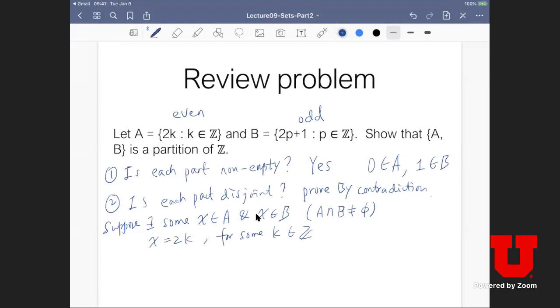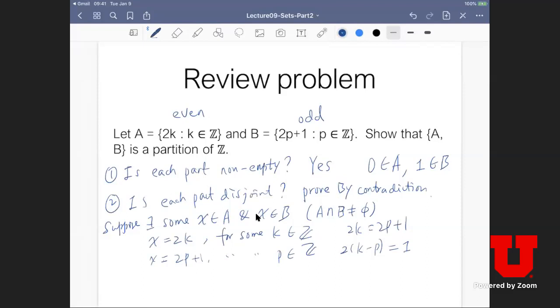Because it's also odd, it's going to equal 2p plus 1 for some p in Z. So now I have 2k equal to 2p plus 1 by substitution, and I use some algebra, moving 2p to the left-hand side, so minus 2p on both sides of the equation. I get 2 times k minus p is equal to 1.